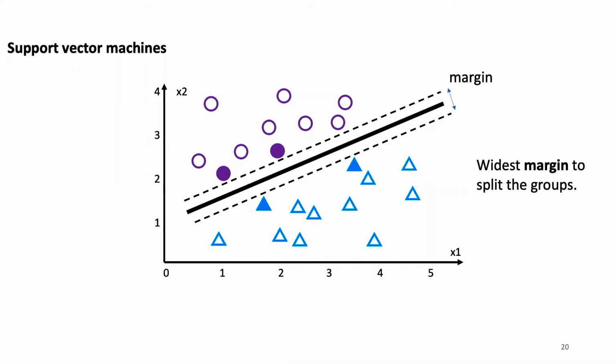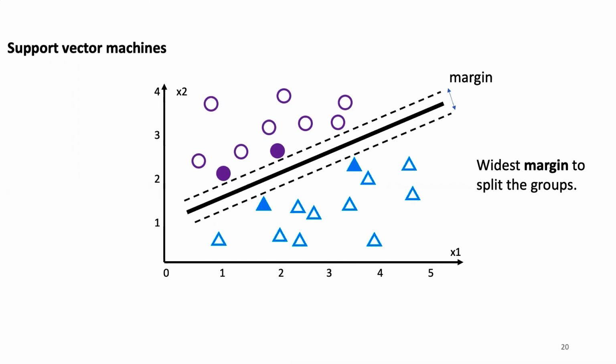Hyperplanes are decision boundaries that classify the data points. Data points falling on either side of the hyperplane can be attributed to different classes, right? Also, the dimension of the hyperplane depends upon the number of features. If the number of input features is 2, then the hyperplane is just a line. If the number of input features is 3, then the hyperplane becomes a 2-dimensional plane. It becomes difficult to imagine when the number of features increases, right?